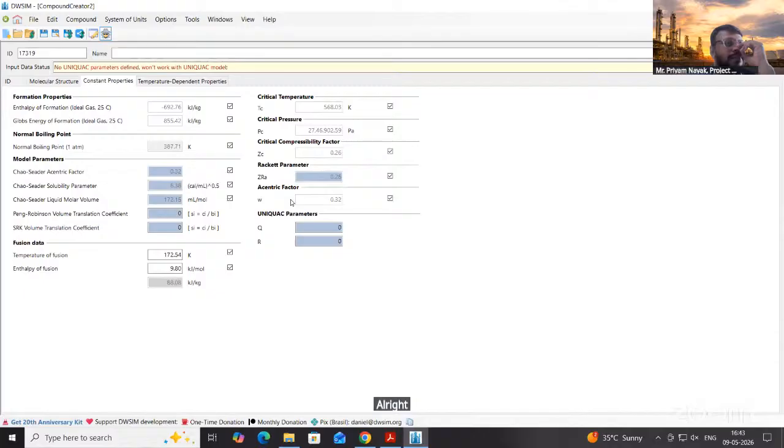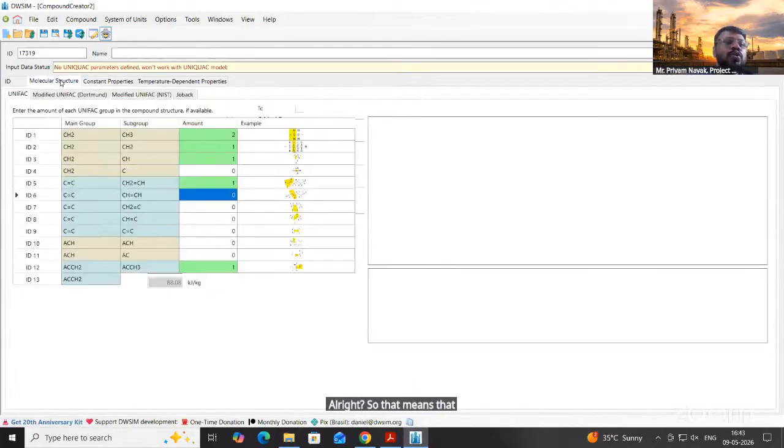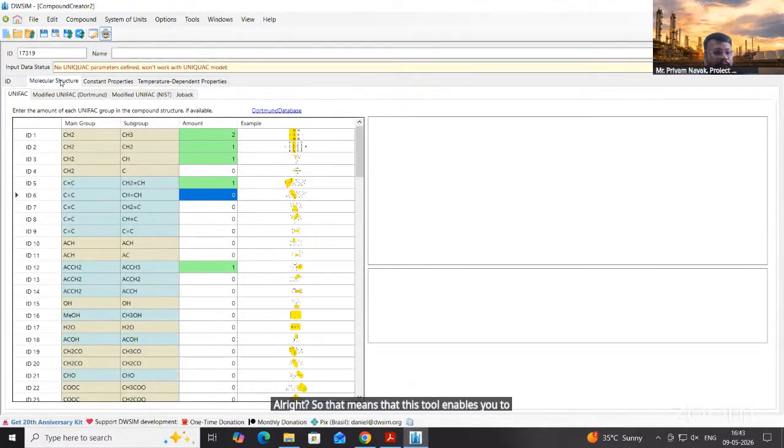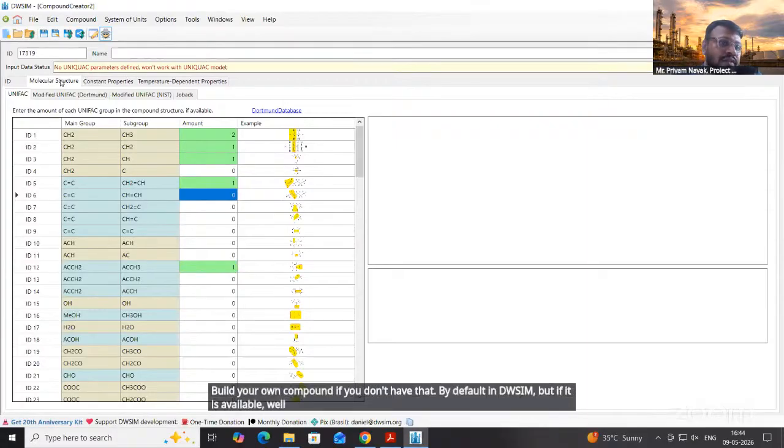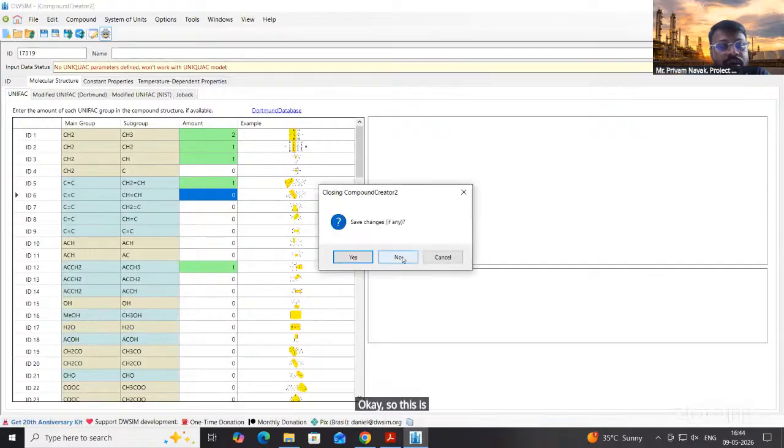All right. So that means that this tool enables you to build your own compound if you don't have that by default in DWSIM. But if it is available, well and good. If it is not, you can make use of this tool. So this is another feature that I wanted to demonstrate.